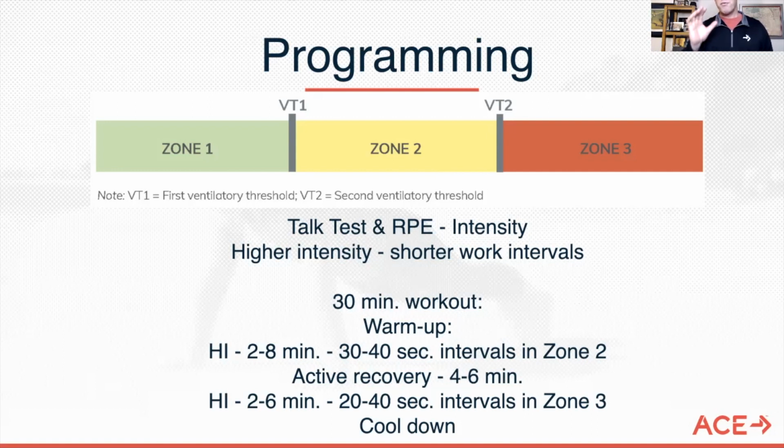Keep in mind, this is very important for HIIT workouts. The higher the intensity, the shorter the work interval. So if you are going to coach clients to work at a level 10, level 9 or 10, they're working in Zone 3, you want to keep those work intervals to about 30 seconds or less. Anything longer than 30 seconds, fatigue starts accumulating rapidly, form and technique could break down, which increases the risk of injury.